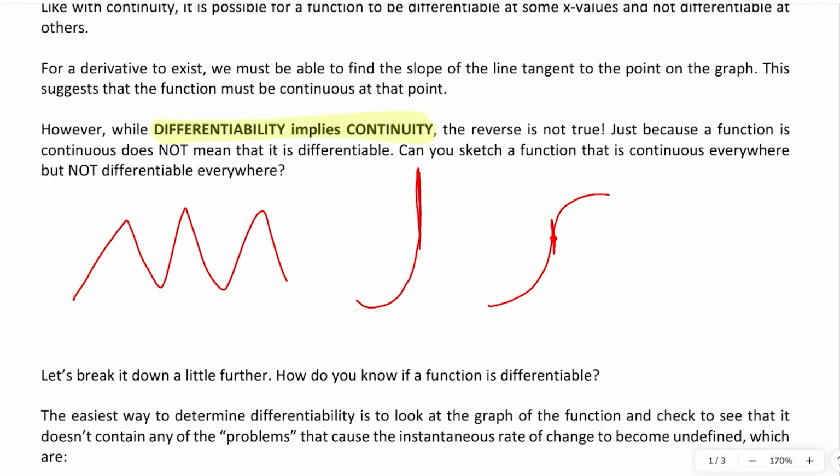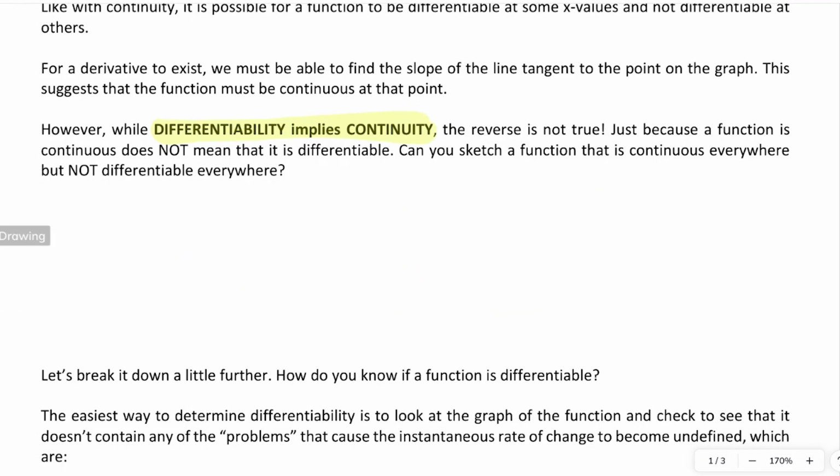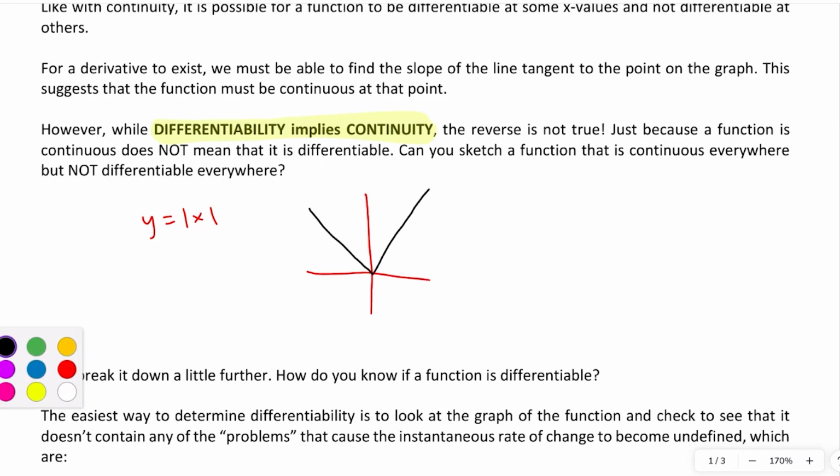Okay, I think the classic example here of a function that's continuous but not differentiable is just the absolute value of x. It's a real basic one where the graph does something like this, where we cannot calculate the slope of a tangent line at x equals 0. And we'll get into a little more detail on why that is.